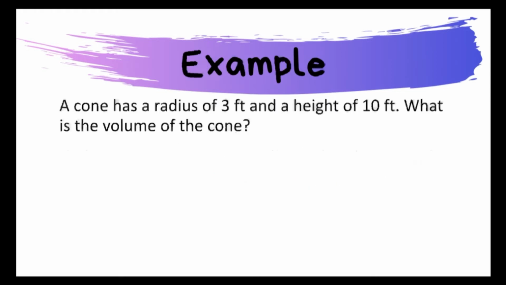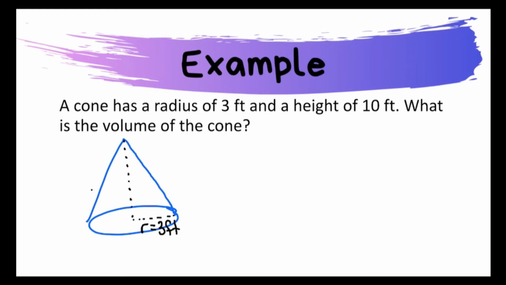Let's do an example. A cone has a radius of 3 feet and a height of 10 feet. What is the volume of the cone? So these are the same measurements from our video on the volume of a cylinder. And if you recall, we got 90 pi feet cubed as our answer. So let's see what we get when we do this with a cone. So first, we'll draw out our shape and then label our measurements. So we have our radius is equal to 3 feet and our height is equal to 10 feet.